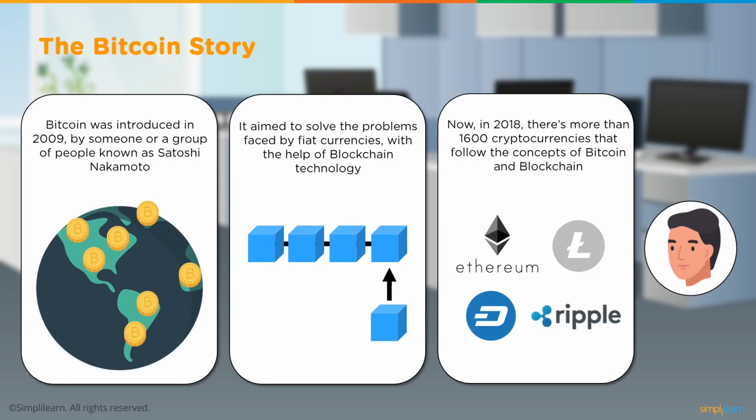Now, as of today in 2018, there are more than 1600 cryptocurrencies that follow the concepts of Bitcoin and blockchain. For example, the other popular cryptocurrencies are Ethereum, Litecoin, Dash, Ripple, and many more.